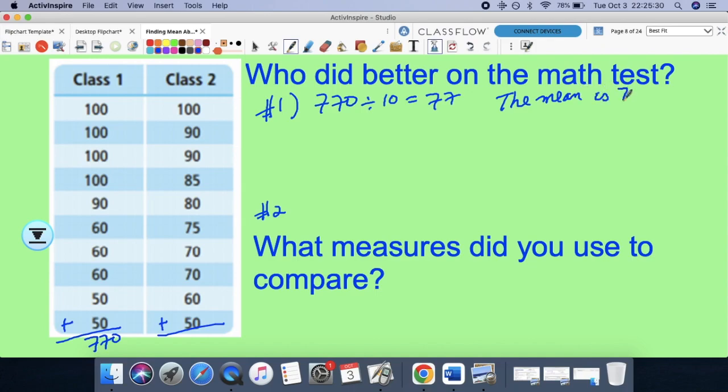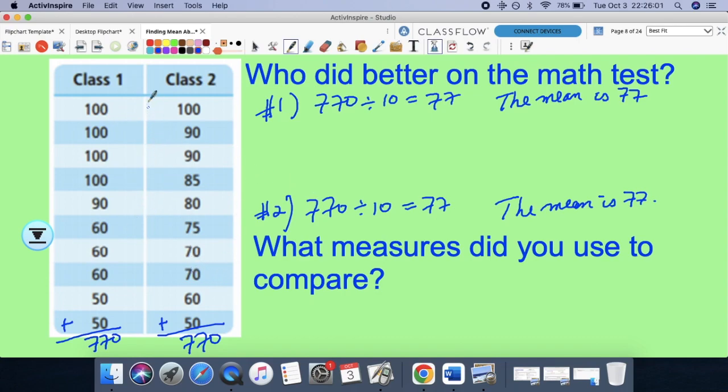is 77. For class 2, again, let's add 100 plus 90 plus 90 plus 85 plus 80 plus 75 plus 70 plus 70 plus 60 plus 50. It's also 770. If you divide that by 10, you get 77. So the mean is 77. So again, these are 2 classes.